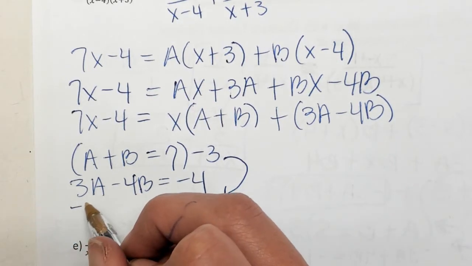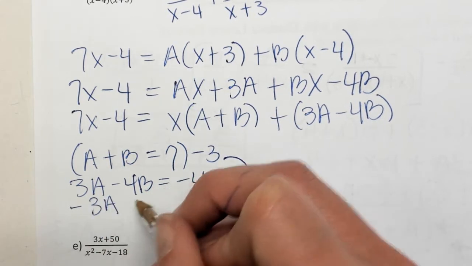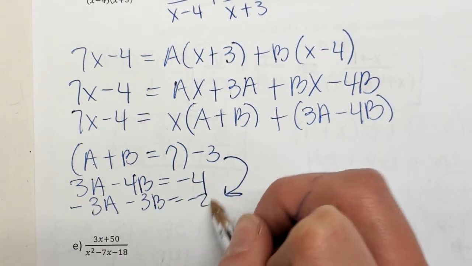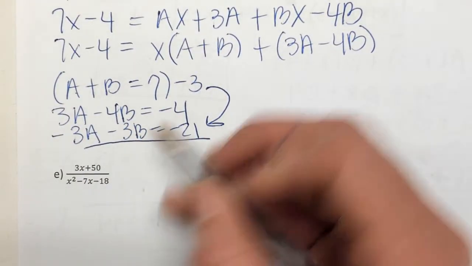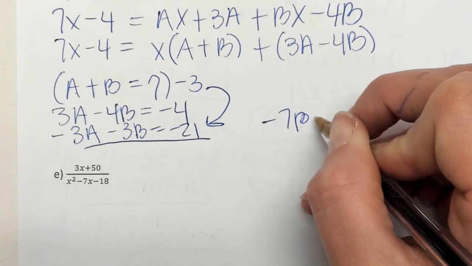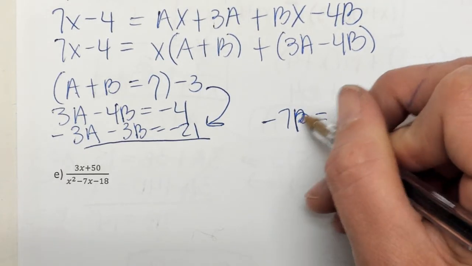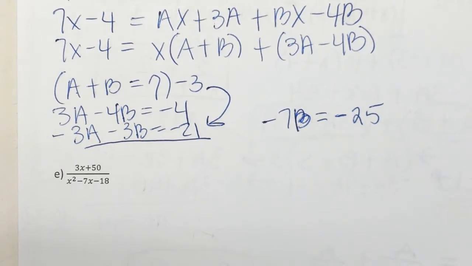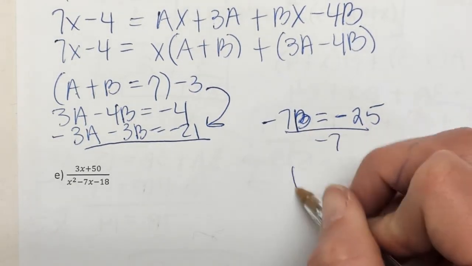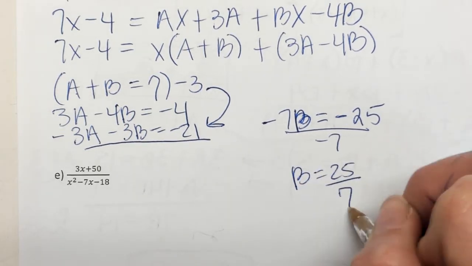I got negative 7b. Negative 3a minus 3b equals negative 21. Good. So Miles, when I add these together, I'll get what right here? Good. Negative 7b equals? Good. Alright, on these, it's called partial fraction decomposition. Okay, so we have to have our answer as a fraction, so do not turn this to a decimal. If I divide by negative 7, b would be what? Yes.